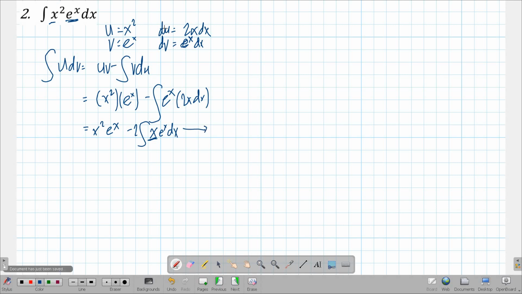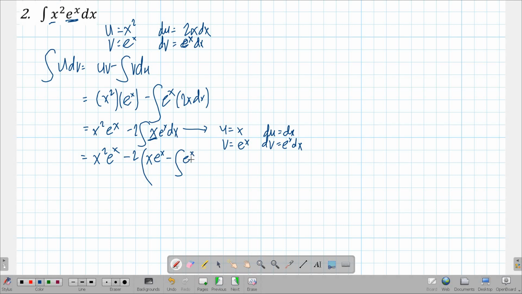So again, it's easier if we let dv be equal to e raised to x. So therefore, I'm going to have u be equal to x and dv be equal to e raised to x dx. Hence, making du be equal to dx and v be equal to e raised to x. Hence, I'm going to have x squared times e raised to x minus 2 times, that's x times e raised to x minus the integral of e raised to x times du, which is dx. There you go.